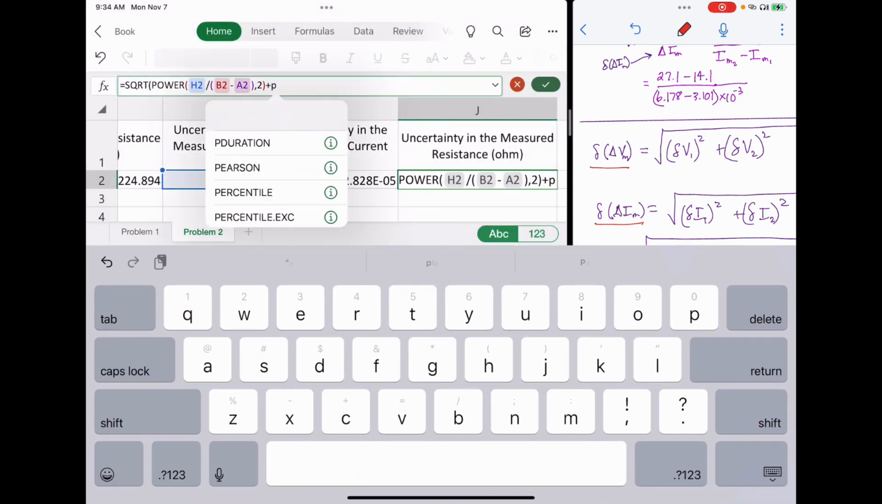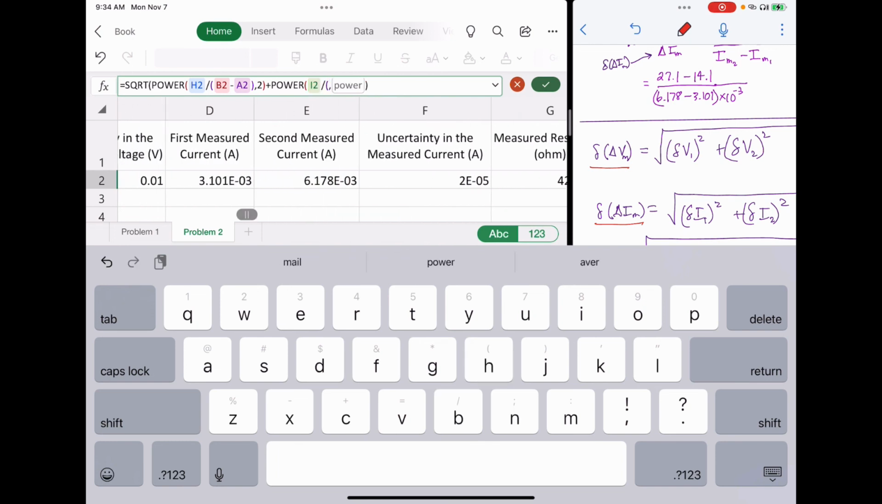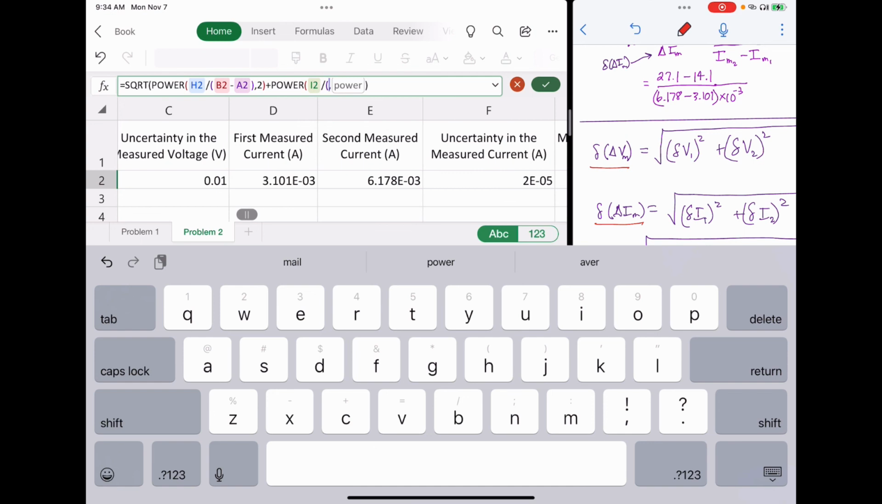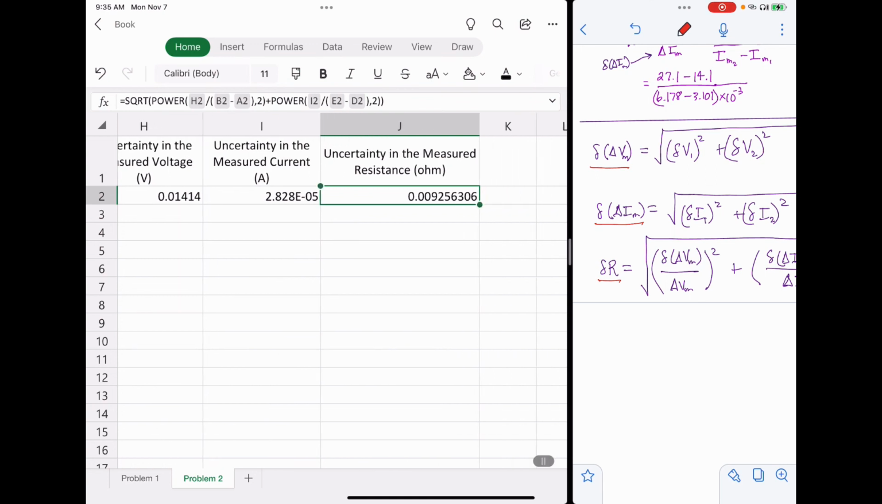So plus power, all right? And we want the uncertainty in the measured current divided by the measured current. So you'll see that I don't have the change in the measured current. So that's this minus this, or the second measured current minus the first measured current. And then we're going to take this to the second power, close that parenthetical statement, and let's close the square root parenthetical statement. And we are getting an uncertainty in our resistance here, but we're not done.